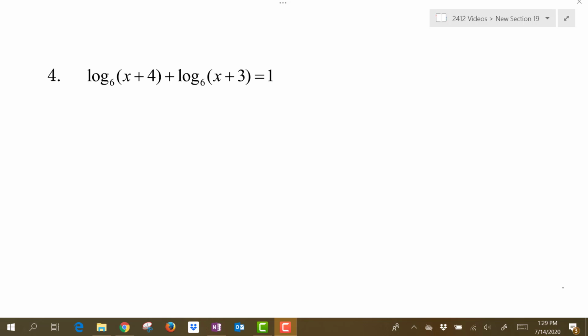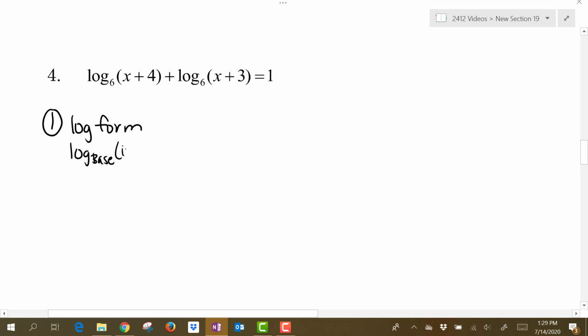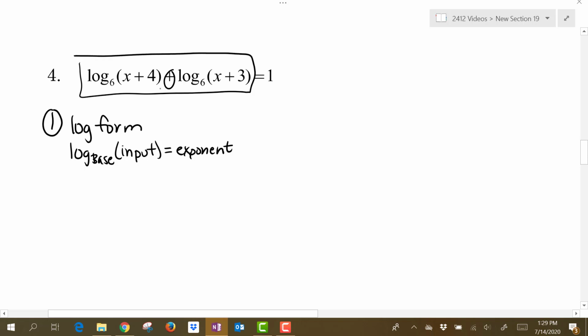For our fourth log equation, we're going to go to step 1 again. Step 1 is to get the equation into log form. We want 1 log by itself on one side, and we want to be able to identify the 1 base, the 1 input, and is equal to the 1 exponent on the other side of the equal sign. Right now we have 2 logs, and I notice that I'm adding in between those 2 logs and they have the same base. So we're going to use the product rule to condense.